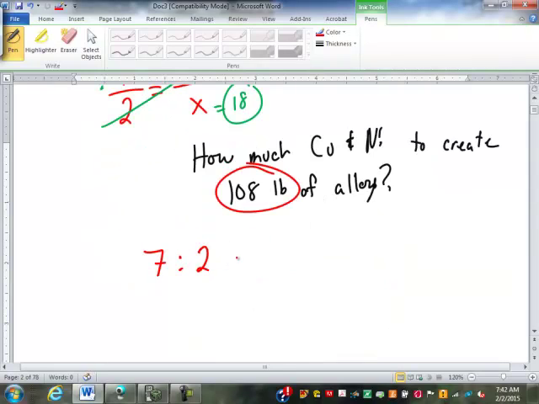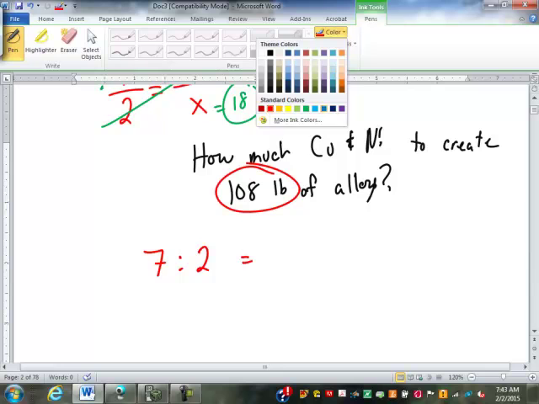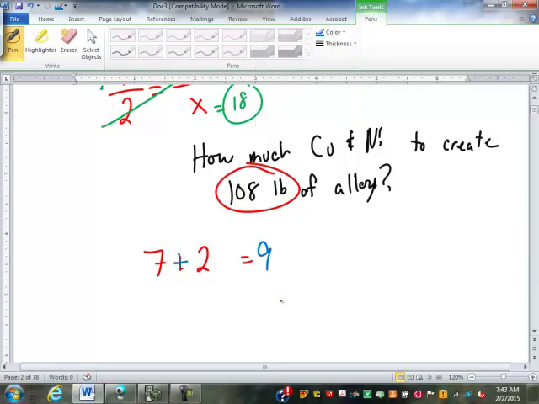Well, if I have 7 parts copper and 2 parts nickel, that would make 9 parts total. So if I want to find the copper, it is 7 out of the 9 total parts. How much will that be out of 108 pounds? Cross multiply and divide, that should come up with 84.